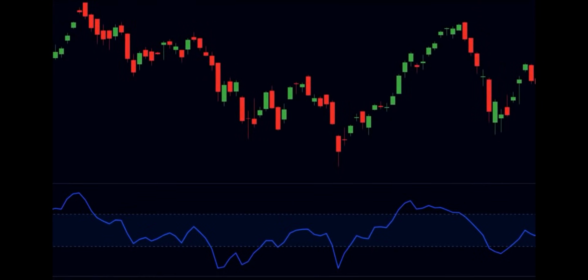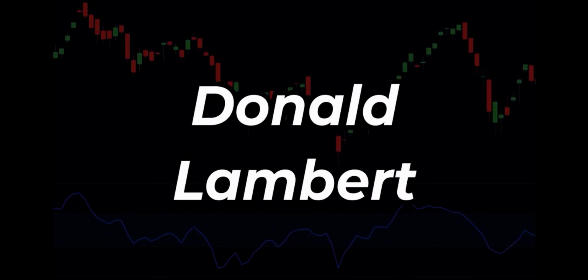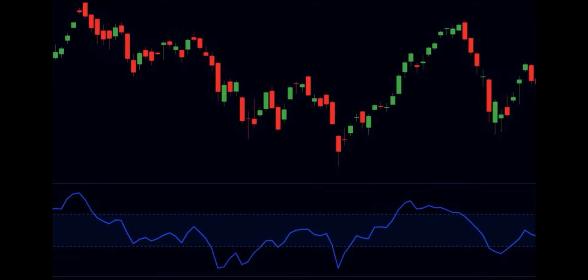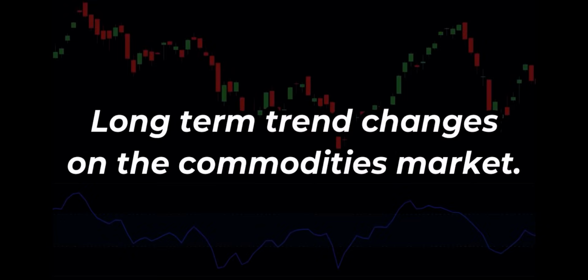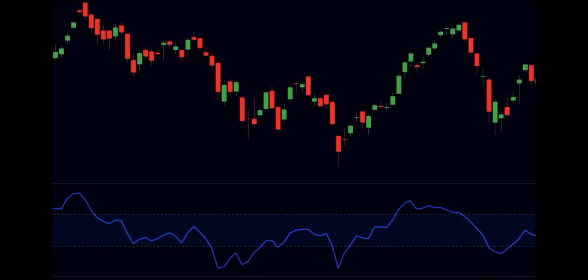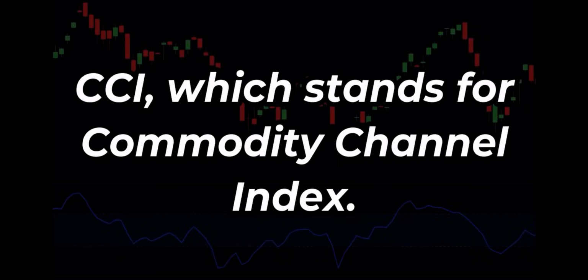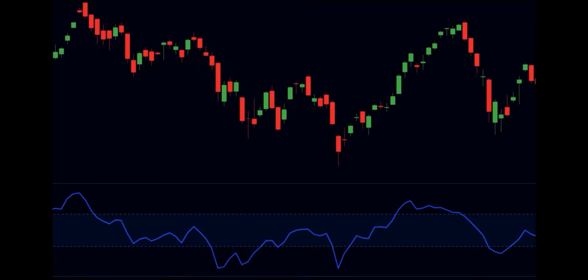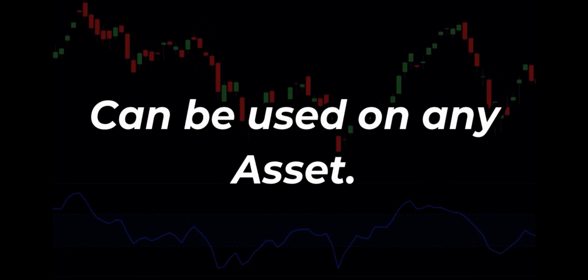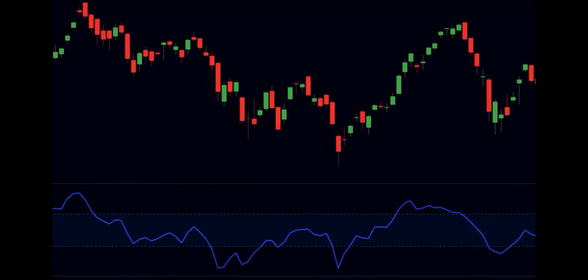The CCI indicator was developed by a technical analyst named Donald Lambert. The indicator was initially developed to spot long-term trend changes on the commodities market. Hence, the name CCI, which stands for Commodity Channel Index. Despite the name, the CCI can be used for any asset and not just commodities.